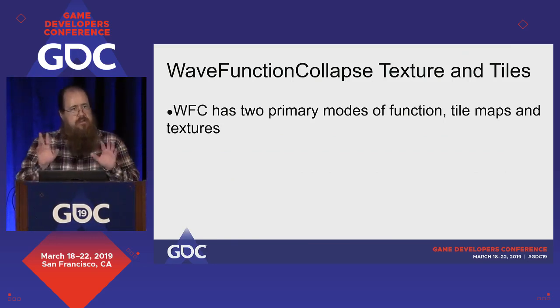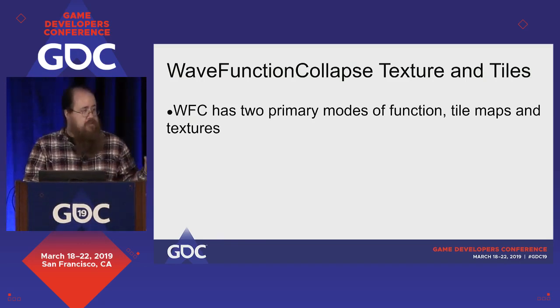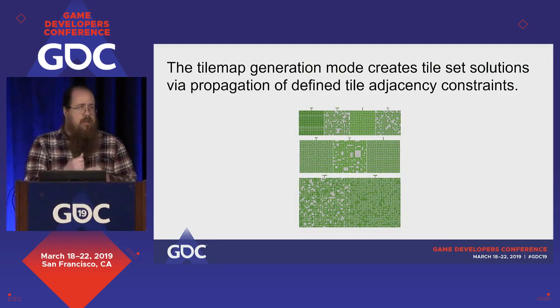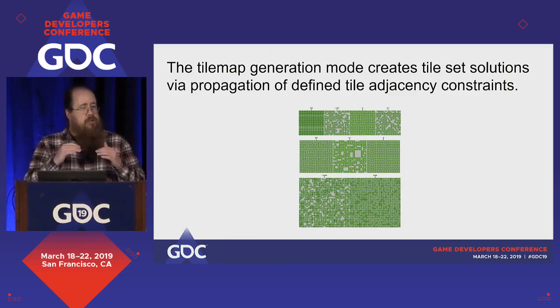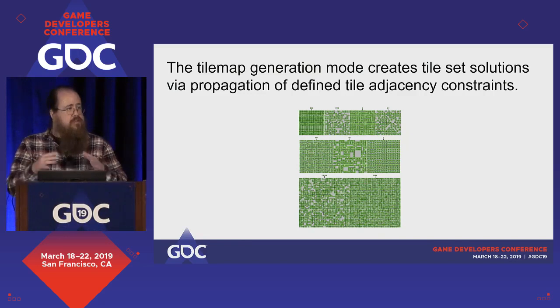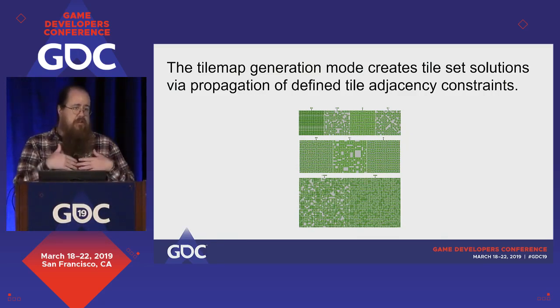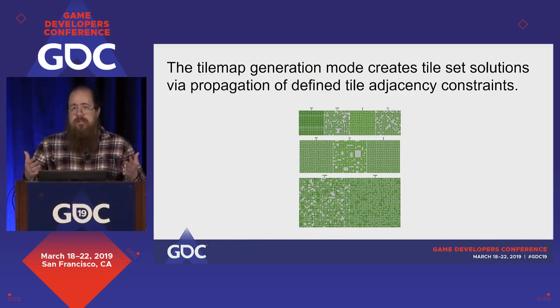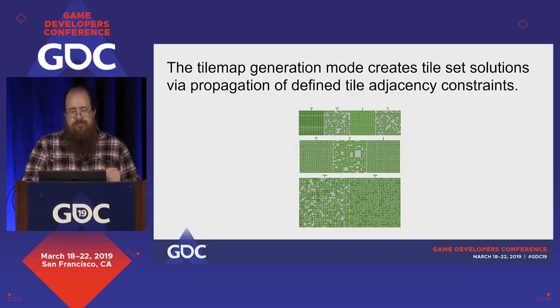Wave function collapse has two primary modes. It operates on tiles and it operates on textures. If you do procedural generation, you've probably encountered Wang tile maps, which are based on edge-colored adjacencies. The tile map generation is sort of similar to that, but the adjacency constraints are much more powerful than edge coloring. You can get a much more powerful result. So if you're interested in tile-based map design, this is great. We're not going to talk about it.